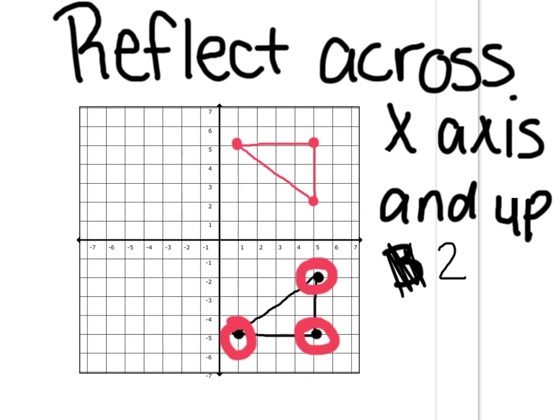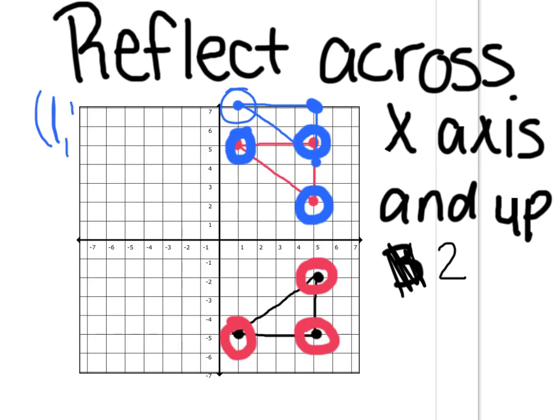Now it says move up 2. So we take this point and move up 2. So it goes from 5 to 7. This point goes from 2 to 4. And this point goes from 5 to 7. So again, we connect the points. So the coordinate of this one is 1, 7. Coordinate of this point is 5, 7. And the coordinate for this point is 5, 4.